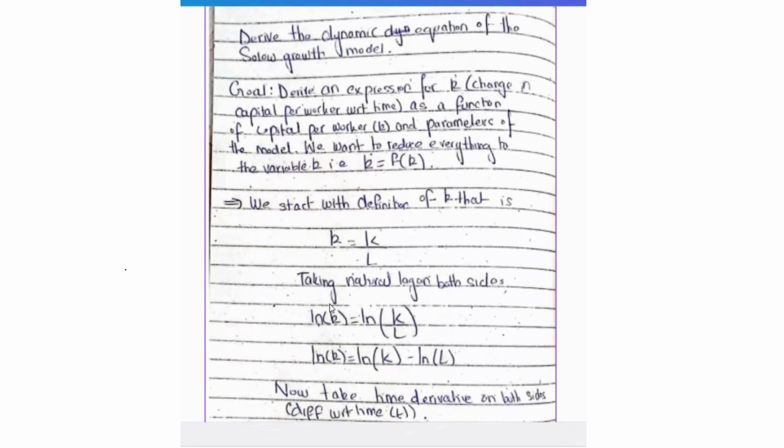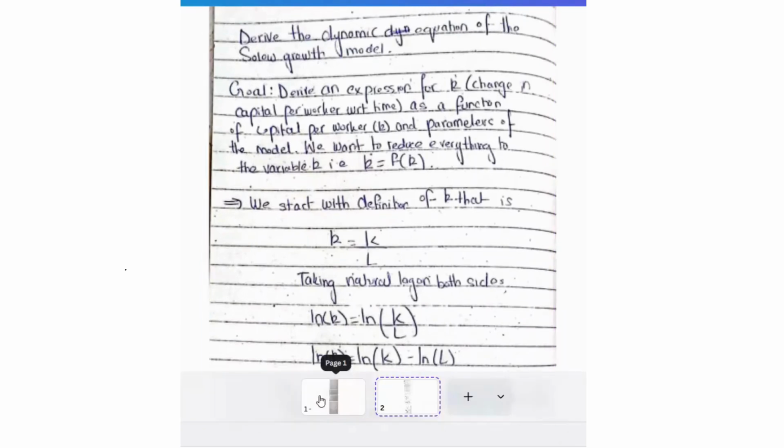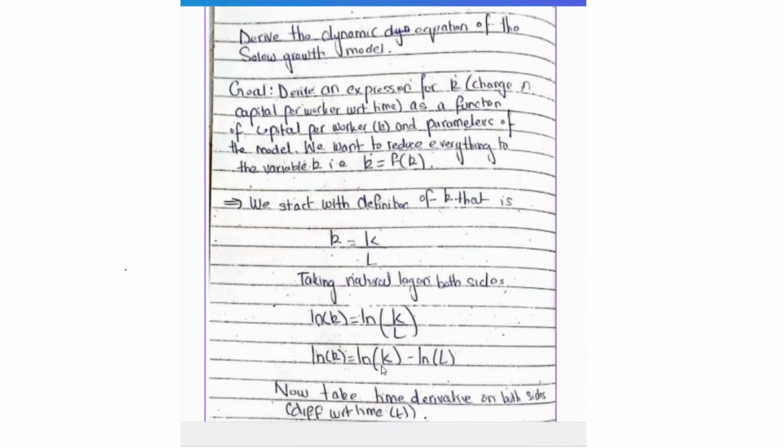Remember, the growth rate in continuous time for a variable y is y dot by y, which is just the time derivative of natural log of y. So we start with the definition of k, then we take a natural log and time derivative on both sides in order to write it in terms of growth rate. When I take natural log on both sides, this becomes ln k is ln K by L. Using log properties, ln K by L can be written as ln K minus ln L. Here keep in mind, capital K is aggregate capital stock and small k is capital per worker.